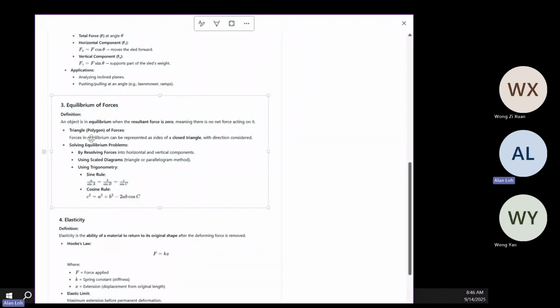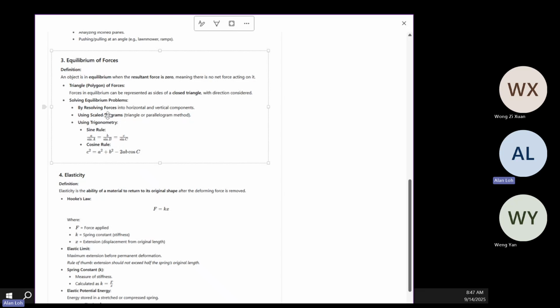So there is the triangle polygon of forces. Let's read this. Forces in equilibrium can be represented as sides of a closed triangle with direction considered. To understand this one, you have to read the textbook because it involves some drawings. BrainDrawer doesn't help you to understand the drawing that much, so BrainDrawer has its limitation. BrainDrawer is good with text.